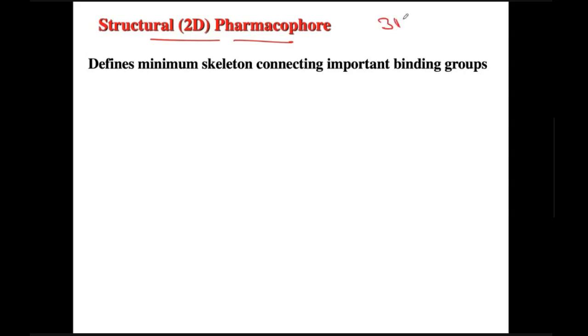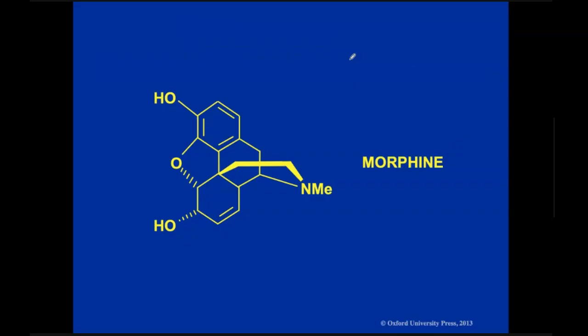3D is the advanced, more reliable one compared to the 2D pharmacophore, but 2D is simple. We have to start with the 2D pharmacophore just for understanding the concept of the 3D pharmacophore, right? So what is this 2D pharmacophore? It defines the minimum skeleton which connects the important binding groups, right? So I'm going to give some examples, right?